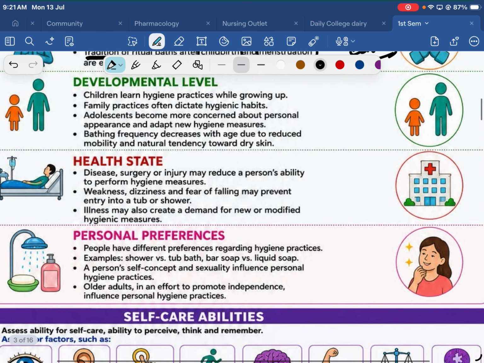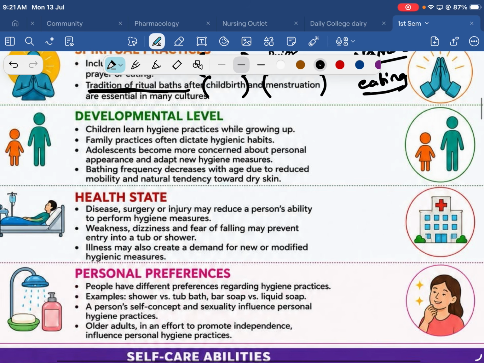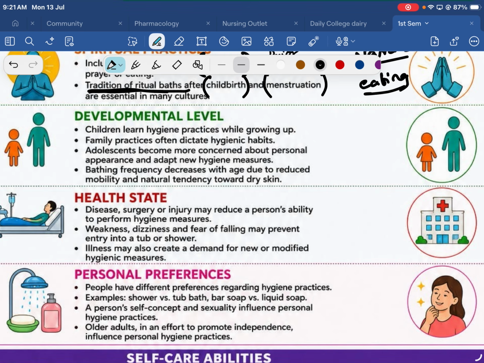Okay, next coming to the developmental levels. What is the meaning of this factor and how will it affect? See, now I will start with age. I am taking the example of 7 years, 18 years, and also 80 years. In which age are you considering more hygiene practice? In the 7-year-old you will practice more hygiene, right?